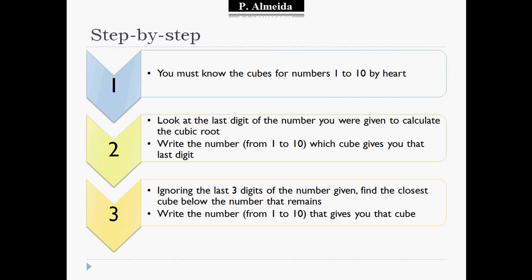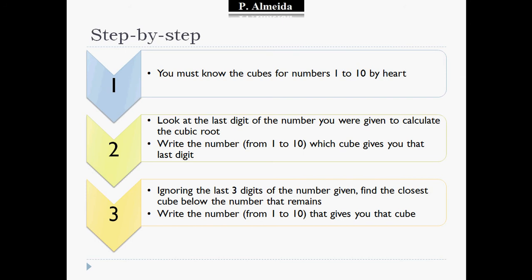Then you ignore the last 3 digits of the full number they gave you, okay? And when you have the remaining digits, you're going to find the closest cube below the number that remains. So you look at your mental list of the cubes of the numbers 1 to 10, and you pick the root that gives you the cube exactly immediately below. Then you write that number, somewhere from 1 to 10, that gives you that cube. Again, if this doesn't make sense at the moment, let's look at the examples and see this happening.